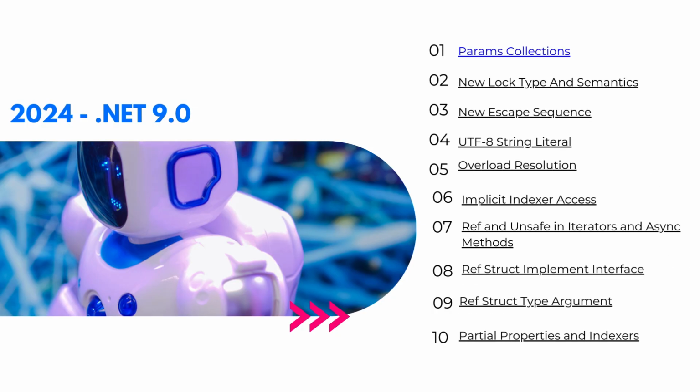C# 13.0 was launched in November 2024 with Visual Studio 2022 version 17.10 or later, Visual Studio 2025 preview, and .NET 9.0. Some important features of C# 13.0 are discussed in the next slides.